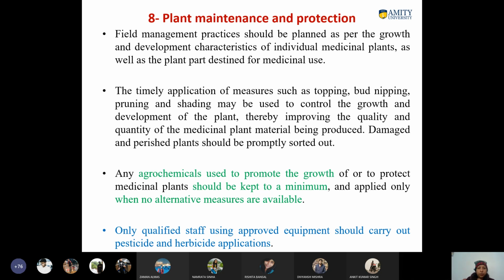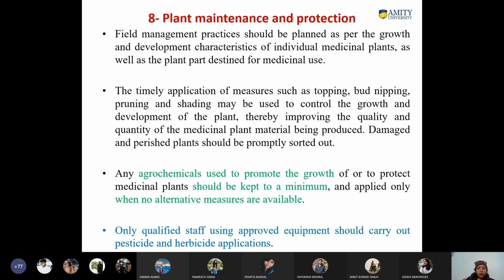So here we are talking about what are the different plant maintenance and protection measures that have to be followed. These field management practices have to be applied according to the nature of the plant growth. Okay, whichever plant organ is destined for the medicinal use, either roots or leaves or flowers, you have to ensure that this is how you have to cultivate it. You have to plan your field management practices so that the optimum growth of these plant parts takes place.